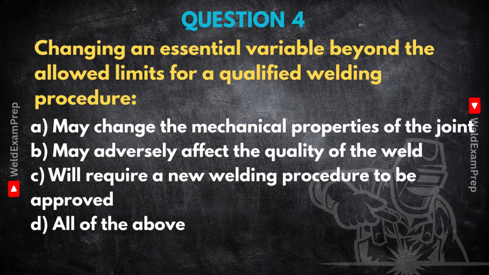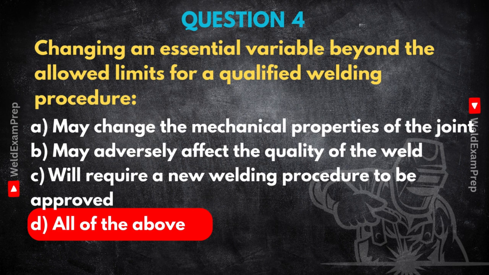This one's comprehensive. The answer is D, all of the above. All of the above. Okay, that sounds serious. So just to clarify, what makes a variable essential in a welding procedure? Why are they so critical? Okay, so an essential variable is a parameter listed in the welding procedure specification, the WPS. And it's called essential because if you change it beyond the range that was tested and qualified, it's considered likely to significantly affect the weld's properties, its strength, its toughness, its overall integrity. These are things like heat input, preheat temperature, the type of filler wire or electrode, welding position, stuff like that.